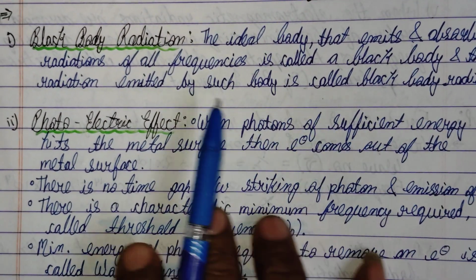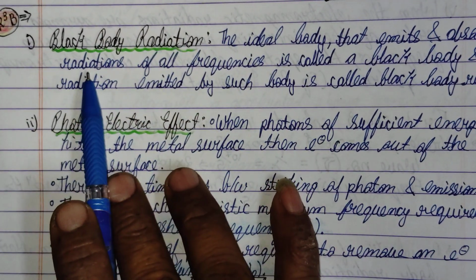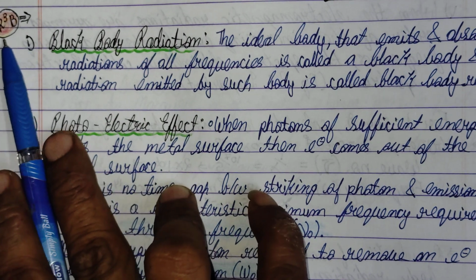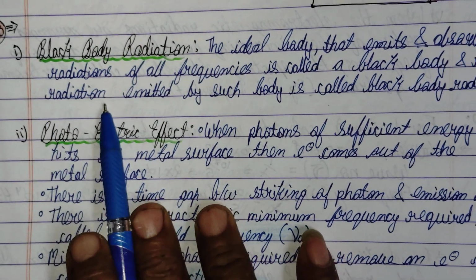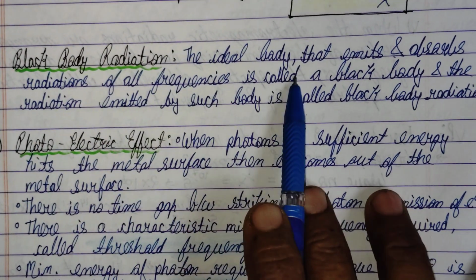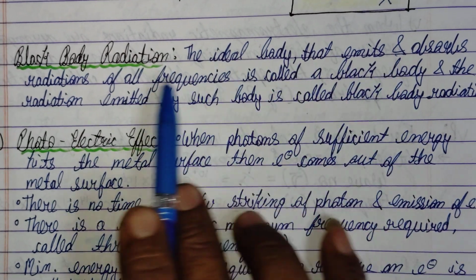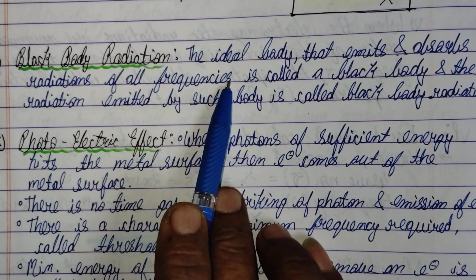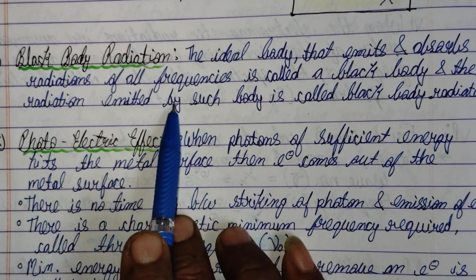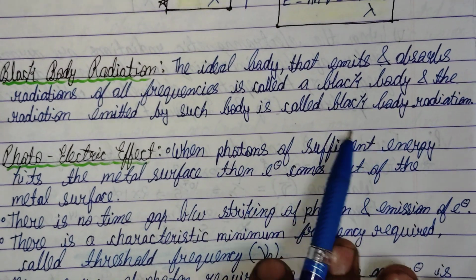Next topic is black body radiation. Black body radiation, it means it is an important term. So black body means the ideal body that emits and absorbs radiations of all frequencies is called black body, and the radiation emitted by such body is called black body radiation.